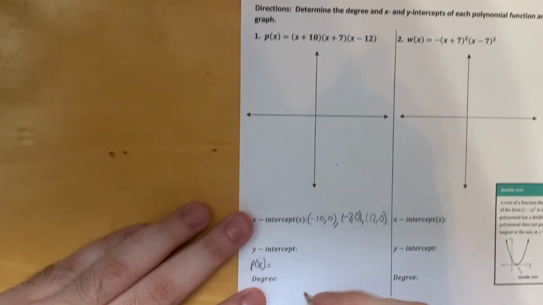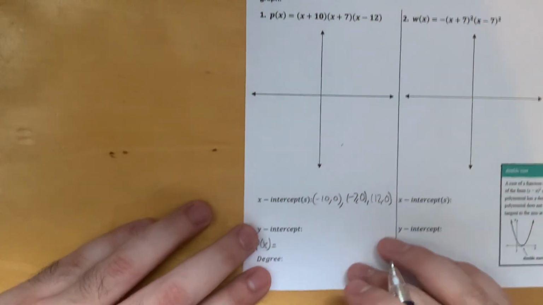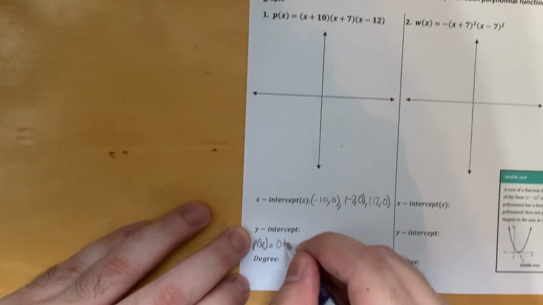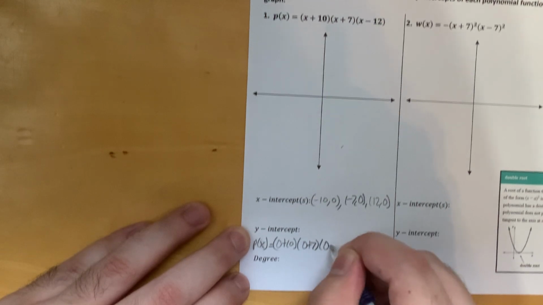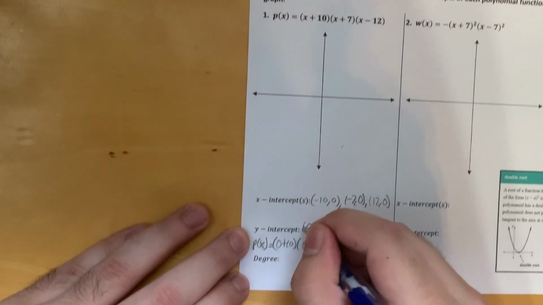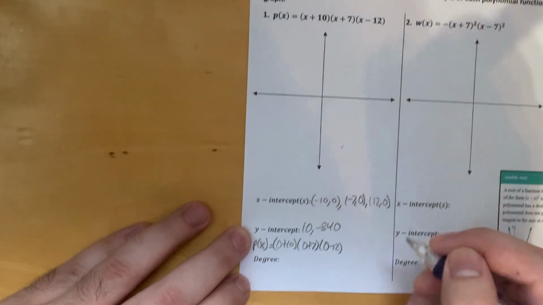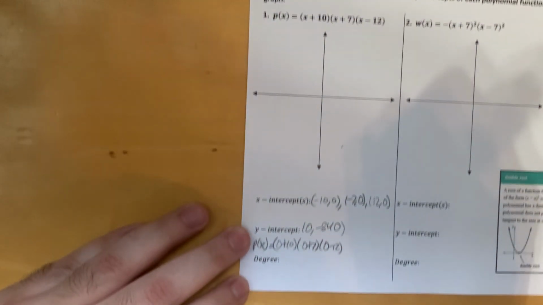P of x equals, just making sure that you guys can see it, equals 0 plus 10 times 0 plus 7 times 0 minus 12. What do we get? Well, first the x value is 0, and we get negative 840. Yay! We get to plot it at 0, negative 840.